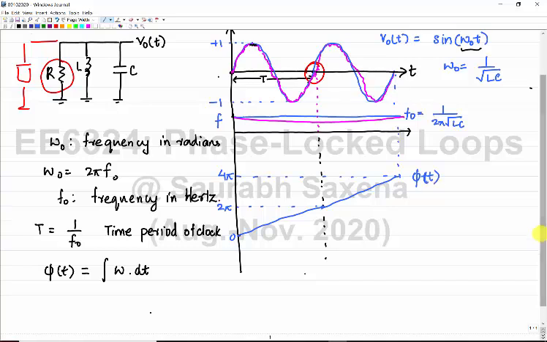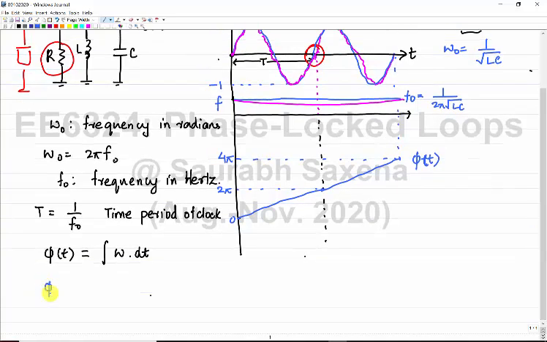How does this phase become 2 pi? If I look at the phase from 0 to time T, which is the time period of the signal, and omega is fixed, omega is nothing but 2 pi by T, or 2 pi f naught, times dt. You integrate it, you get 2 pi. So the phase is accumulating like this.